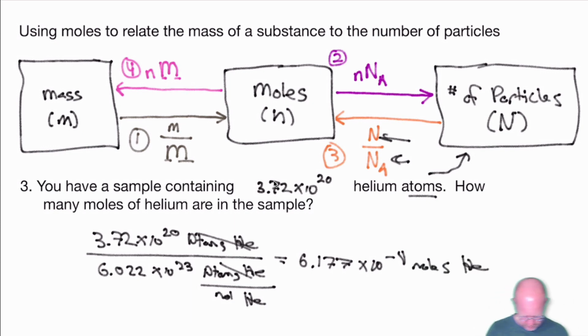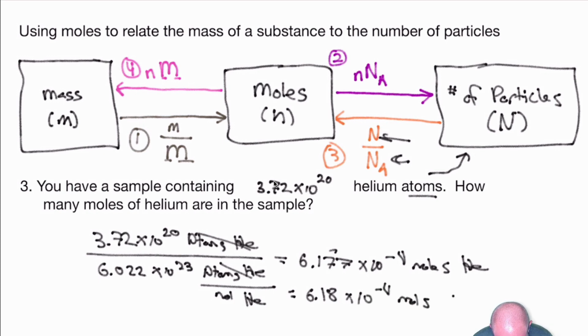And it looks like we only have 3 significant figures, so we're going to have to round off at this digit. So when we report this number, it's going to be 6.18 times 10 to the minus fourth moles of helium. It's important to keep the unit there to make sure that we're all talking about the same thing. So now we've moved back here, and we know the number of moles.